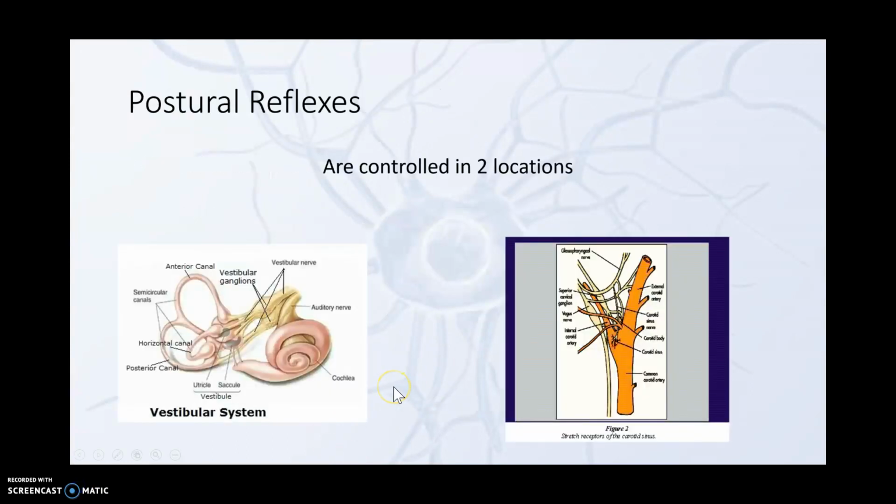Right, so if you're going to talk about postural reflexes to keep us upright and so forth, they're controlled in 2 locations. 1, our vestibular system, right? This wants to keep us upright, as well as our stretch receptors in the neck. More specifically, a lot of these stretch receptors are located in our carotid sinus.